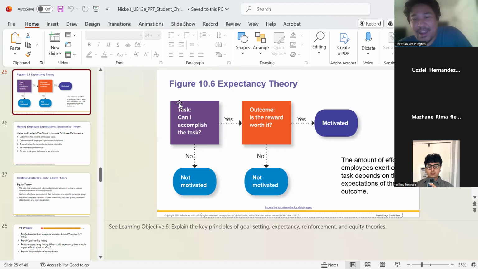The amount of effort employees exert on a task depends on their expectations of the outcome, right? So I think outcome might be better than the word reward, because outcome is just what the expected outcome is going to be. It could be a reward, it could be something bad, right? Who knows? But in this case, they're using reward, but I think outcome is a better definition of the situation.